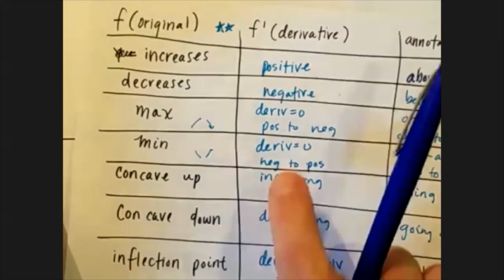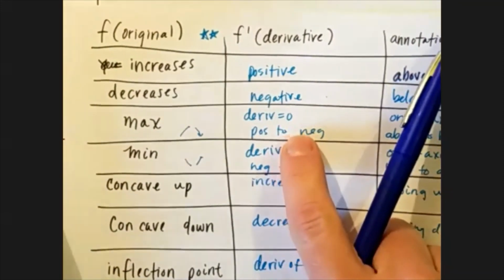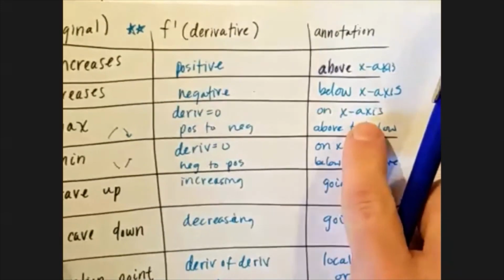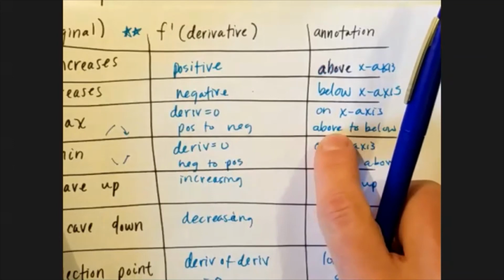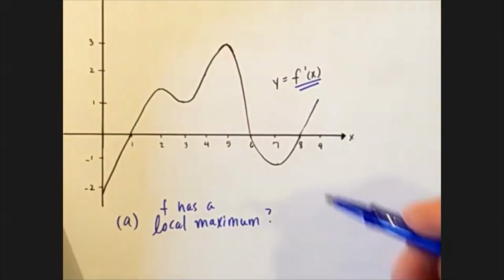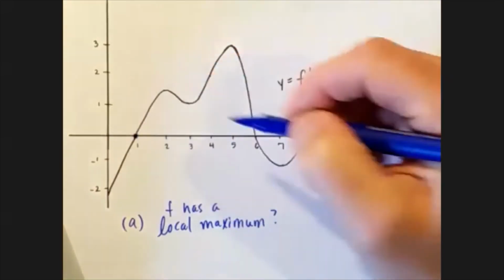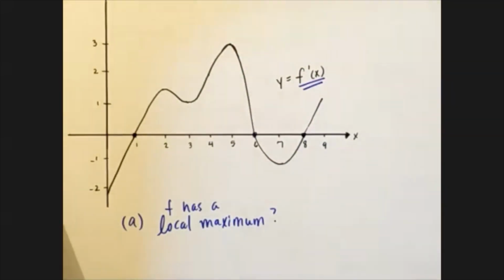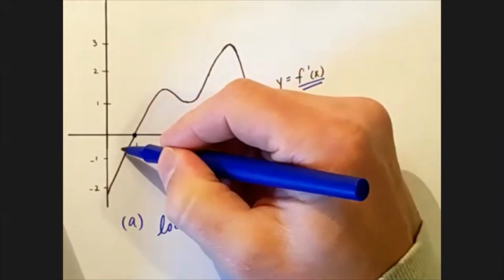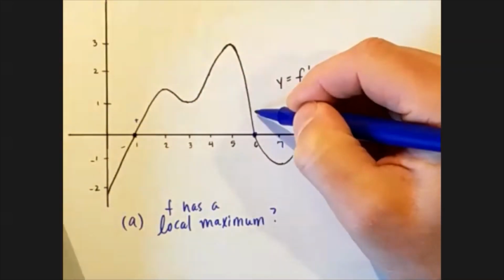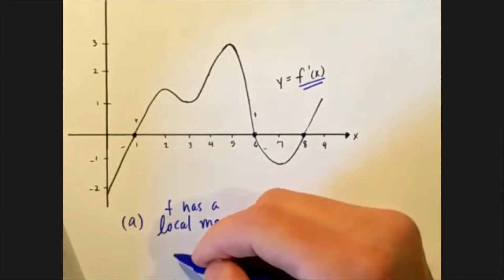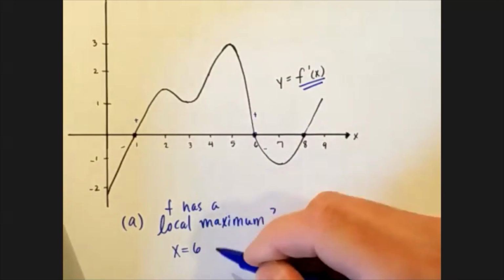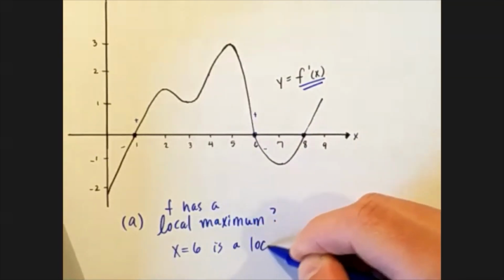Our original has a max when the derivative is 0, and it goes from positive to negative. So when the derivative is 0, it'll actually be on the x-axis. Positive to negative is going to be above to below. So let's see if we can find when the derivative is 0. Here and here, and here. But which one of those goes from positive to negative slopes? See, this goes from negative to positive. This goes from positive to negative, and this goes from negative to positive. So in something like this, x equals 6 is a local max.